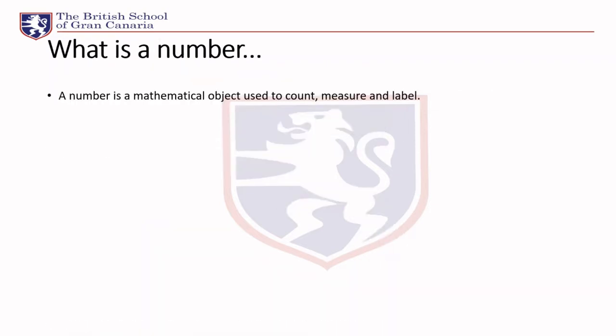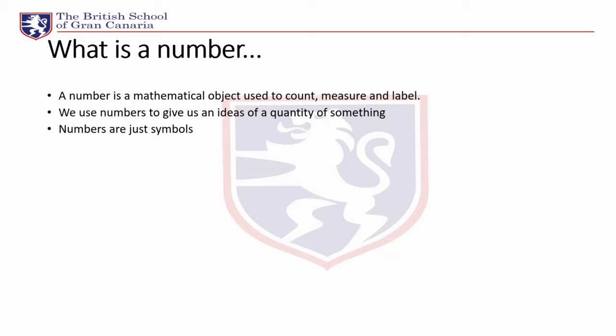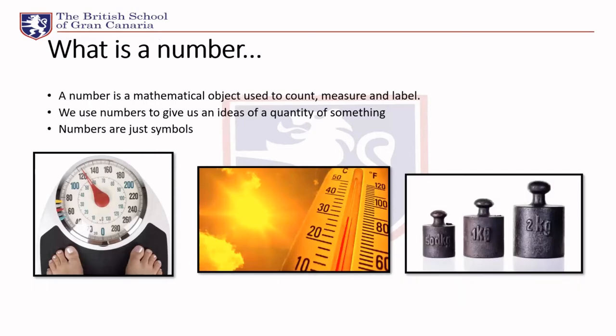Now, what is a number? As I said, it's maths. It's a mathematical object used to count, measure, and label something. We use numbers to give us ideas of the quantity of something, and the numbers are just the symbols to represent that. That's all they are. Here are some examples. Weighing scales: you may think, oh, I feel I'm a bit heavy and my diet's not been good, I've put on some weight. Then when we step onto the scales, we understand whether we've put on as much as we think we have, or is it that bad?